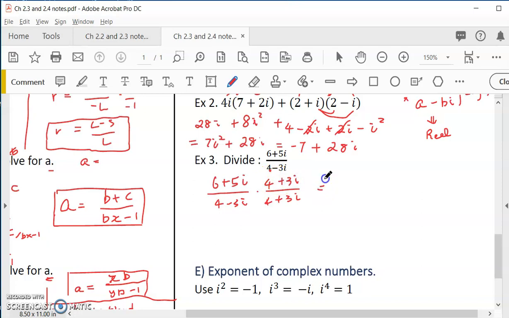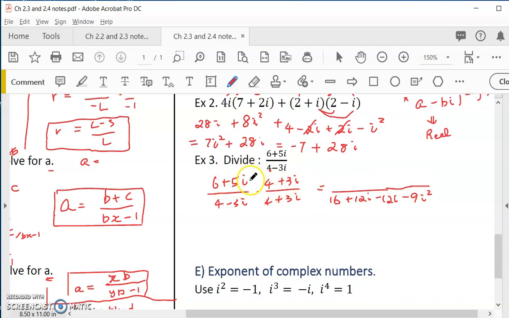Okay. So then the denominator becomes 16. You FOIL them, 16 and then plus 12i. And you notice that you turn around and do minus 12i. So the i always goes away. And then you have to do minus 9i squared.